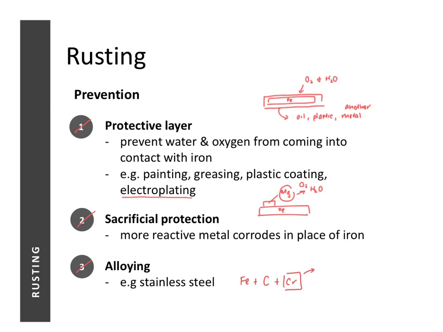It is that chromium has its own protective oxide layer. Alright, it has a protective oxide layer. So when you add chromium into stainless steel, the oxide layer protection is given to the entire steel as well. So it prevents your steel from rusting easily.